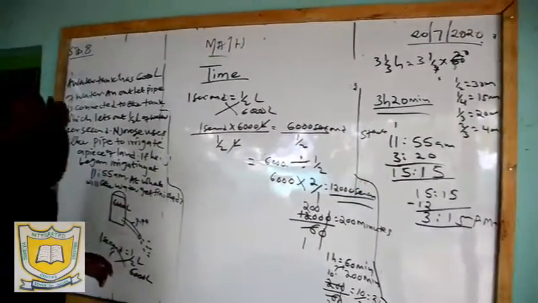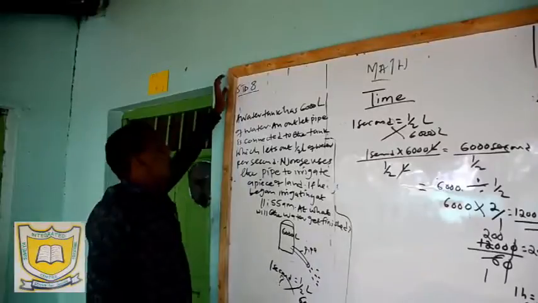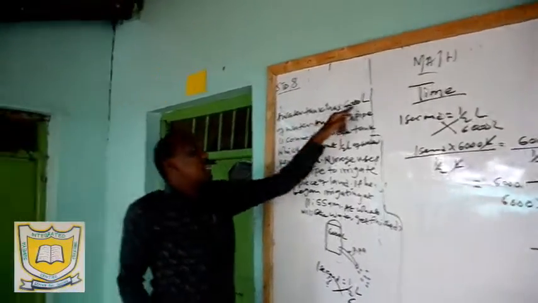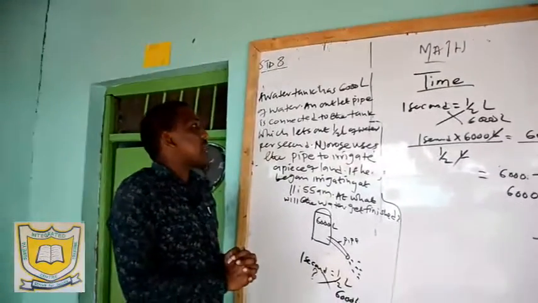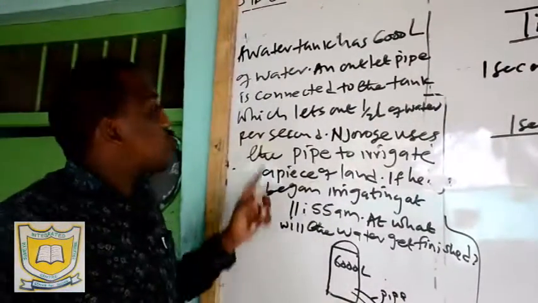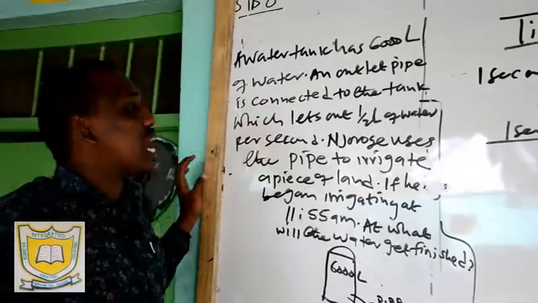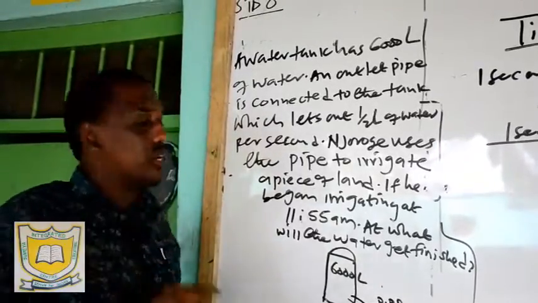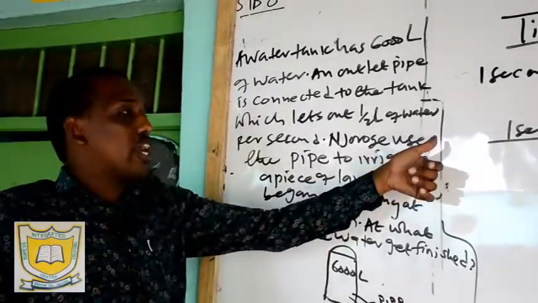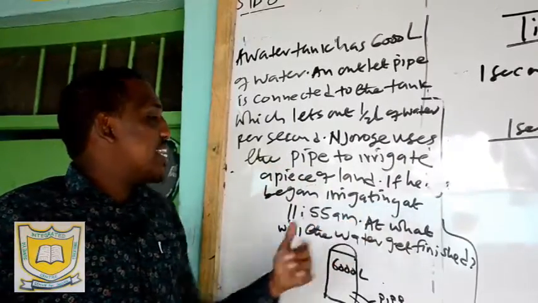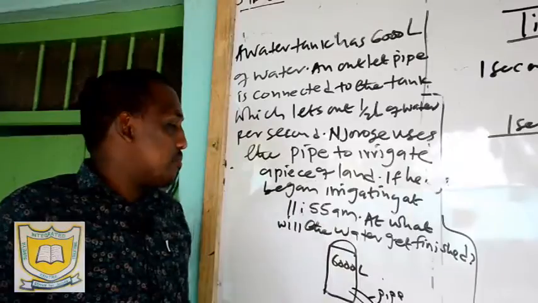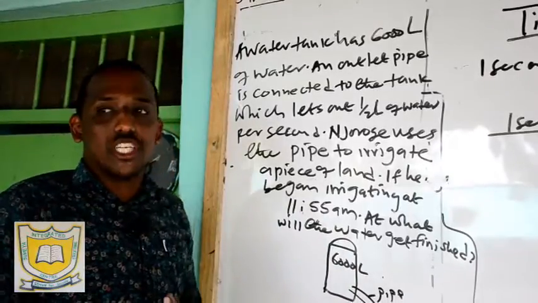So we are summarizing. A water tank has 6,000 liters of water. This is the water tank. It has got 6,000 liters of water. An outlet pipe is connected to the tank, which lets out a half liter of water per second. Then they said Njoroge uses the pipe to irrigate a piece of land. If he began irrigating at 11:55 a.m., at what time will the water get finished?